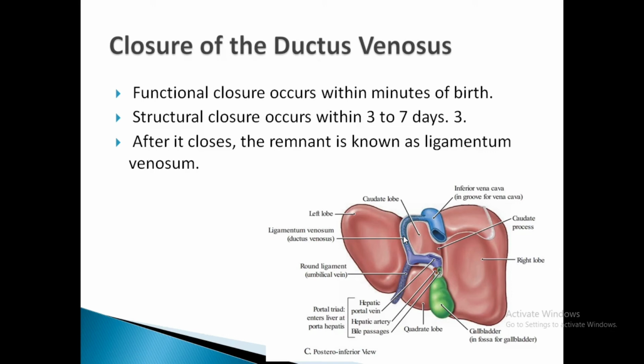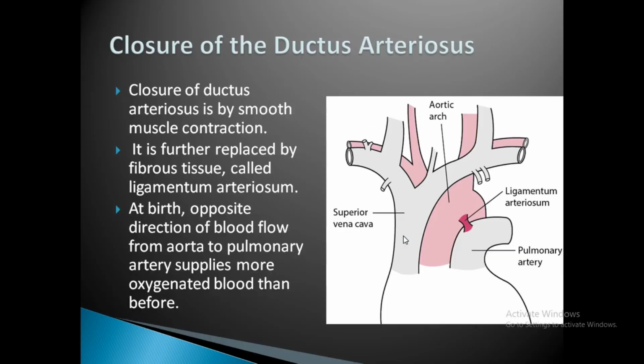Then closure of ductus arteriosus. Closure of ductus arteriosus is by smooth muscle contraction. It is further replaced by fibrous tissue called ligamentum arteriosum. At birth, the opposite direction of blood flow from aorta to pulmonary artery supplies more oxygenated blood than before.